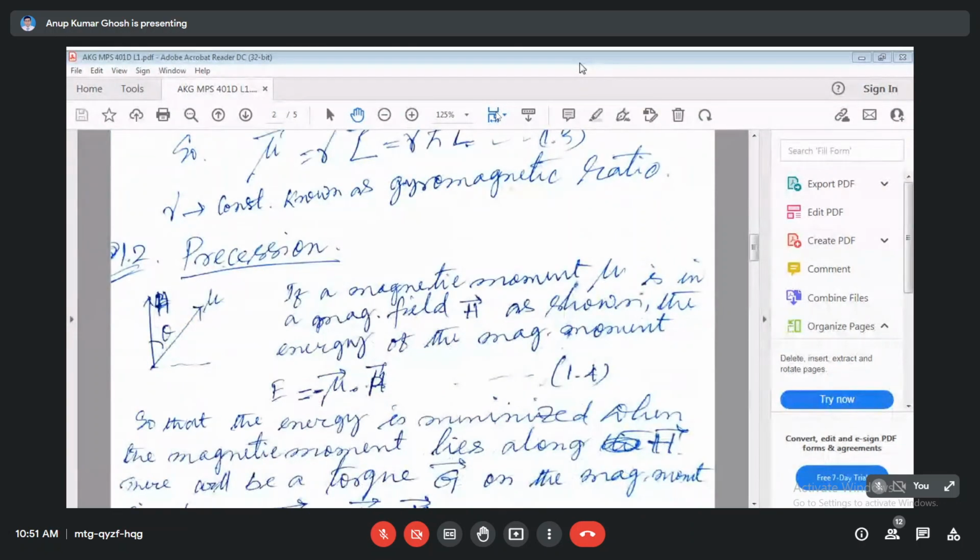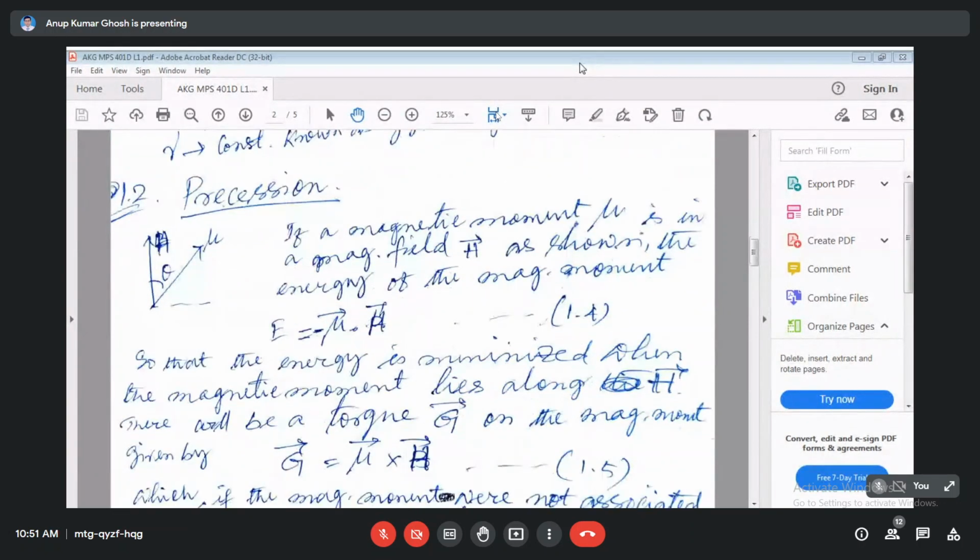Now the precession. We know that if you have a magnetic field H and you place a magnetic moment in it, then the magnetic moment will try to orient or incline towards the magnetic field. So the magnetic field will try to align the magnetic moment to its own direction.